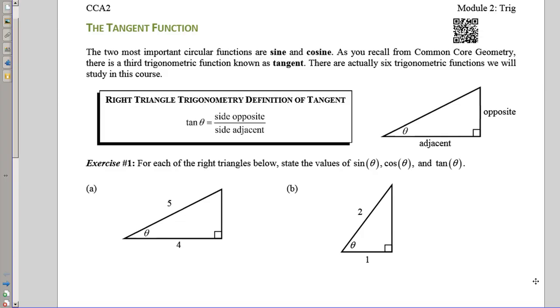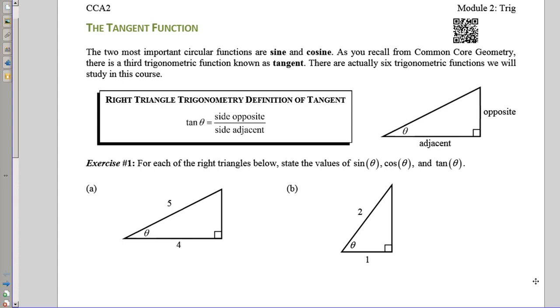Today we're going to talk about tangent, and the tangent function is not used as frequently as sine and cosine. As you know, we said that sine and cosine are probably the two most important circular functions. But we do need to talk about the third trig function, which is tangent, and then tomorrow we'll talk about the other three. So remember at the beginning I said that there were 6 trig functions.